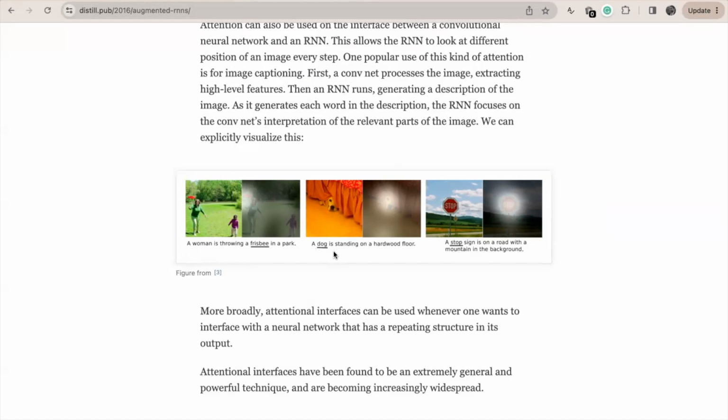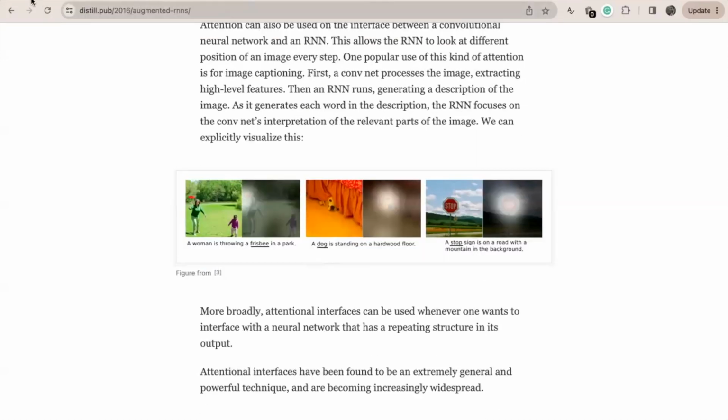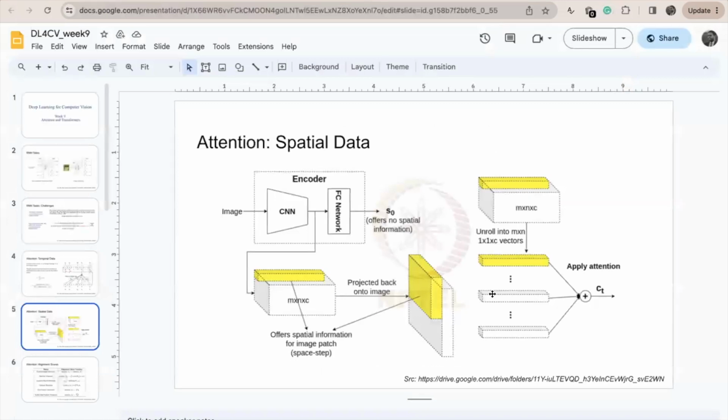Second thing is that a dog is standing on a hardwood floor, and the part where the dog is getting highlighted is while generating the word dog. Okay, and similarly the stop sign. So this is the way we're learning a weight, learning an attention for each pixel here.